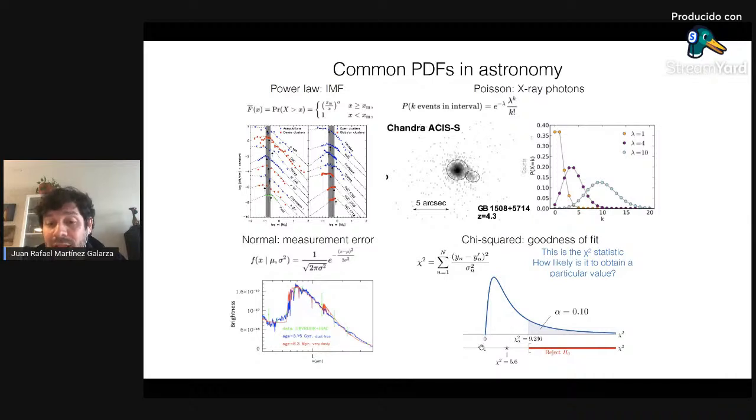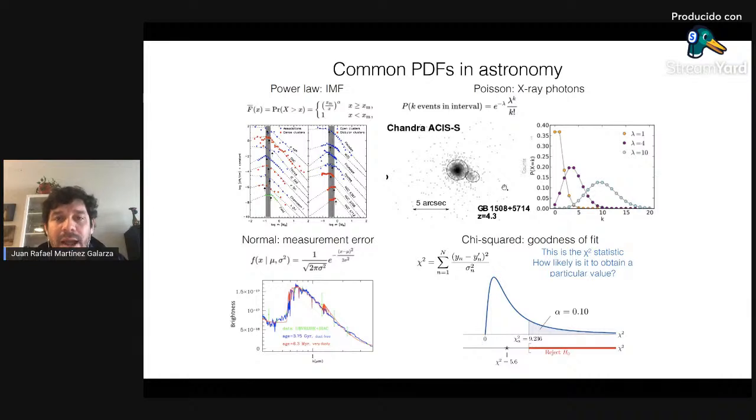So, for example, if this is the distribution of the chi-square value, assuming a particular hypothesis, and you turn out to get a chi-square number that is very far away in the wing, then you can deduce that the probability of your hypothesis is probably not correct, because you would expect the chi-square value to be closer to the peak of the distribution. So that's a number of different probability distribution functions that are used in astronomy.